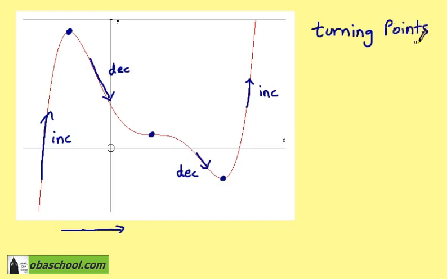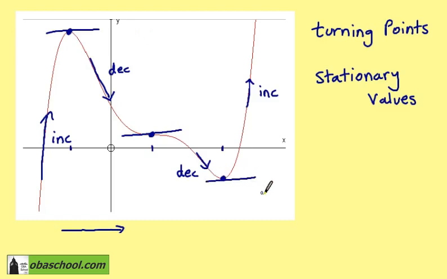Turning points are characterized by the fact that the curve is neither increasing nor decreasing, and the x-coordinates at which these points happen are often referred to as stationary values. At these turning points, the tangent to the curve is horizontal.